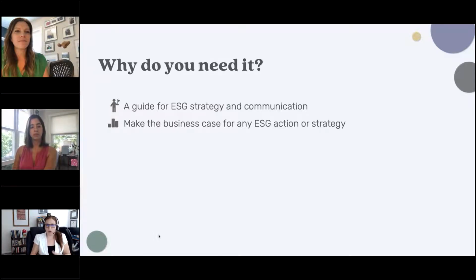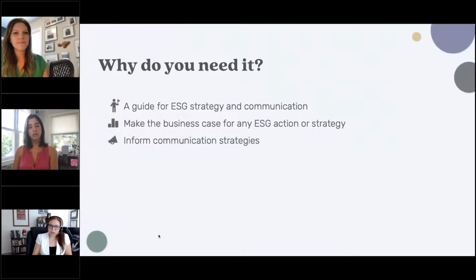Maybe you want to get your headquarters LEED certified, for instance. Well, if that's something that potential investors would be attracted to, if that's something that would have a positive effect on the local and community, and if that would help the comfort of your employees and attract new talent, then that makes an easy case, even though there is a cost associated with that project. So you can leverage the results of your materiality assessment to help achieve support for whatever that ESG program might be. Next, it informs communication strategies.